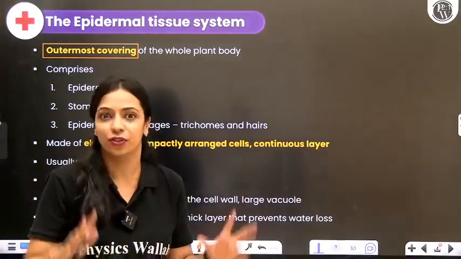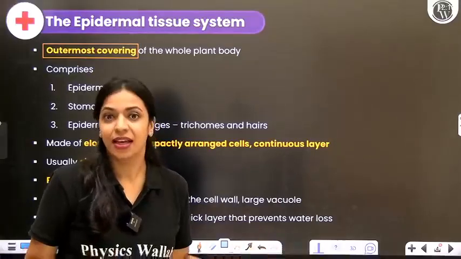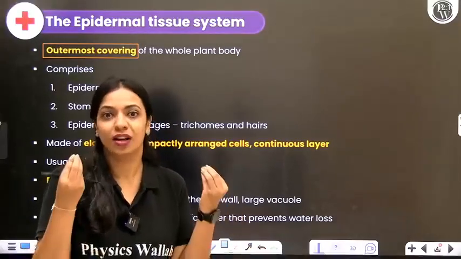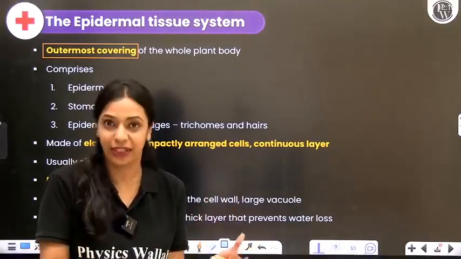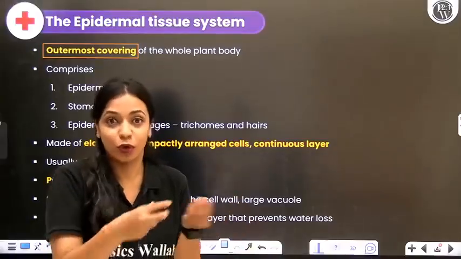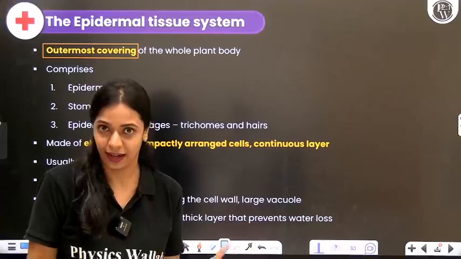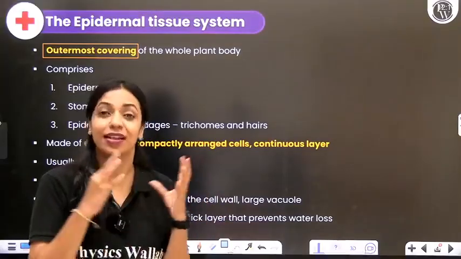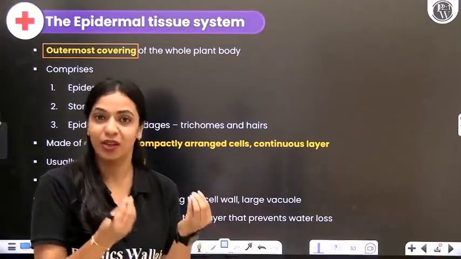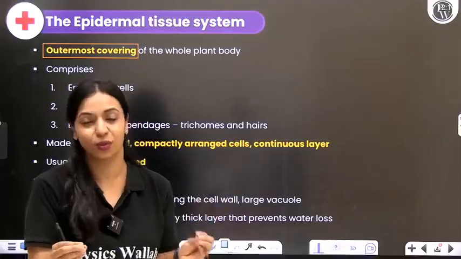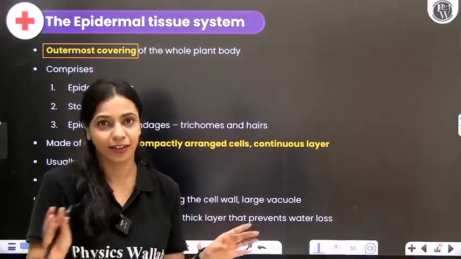What is the function of the outermost thing in any case? In any case, the outermost covering's function is to protect, right? For example, your phones will have a phone cover and a screen guard and all of that. It is protected, right? So even over here in plants, the outermost covering is made up of epidermal tissue and its function is to offer protection to whichever plant part it is present in.